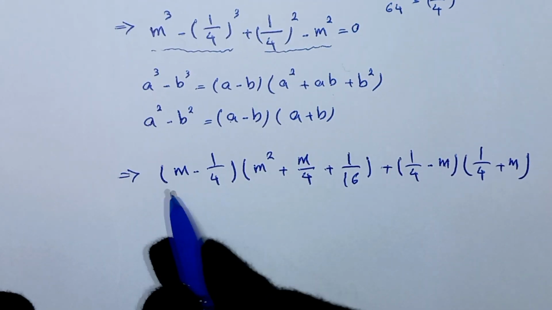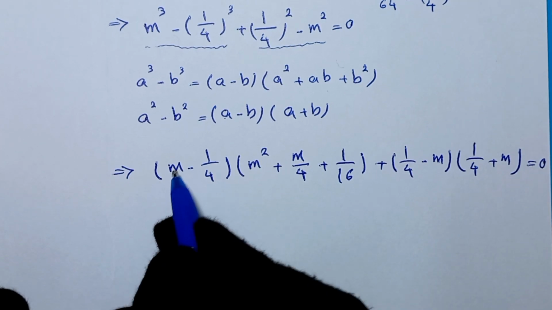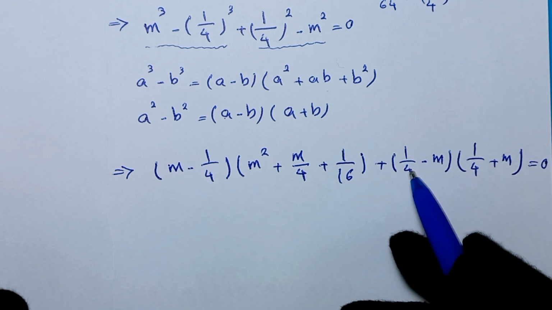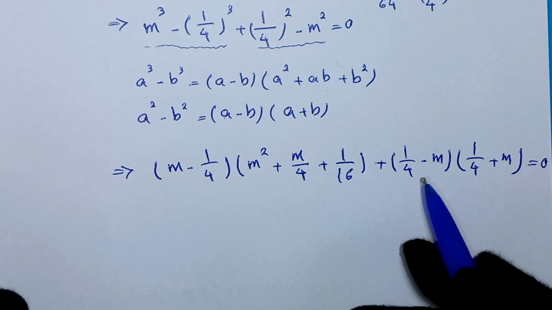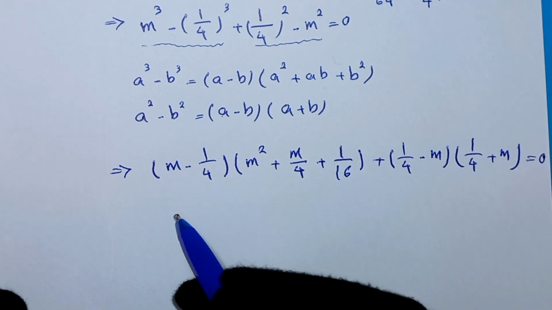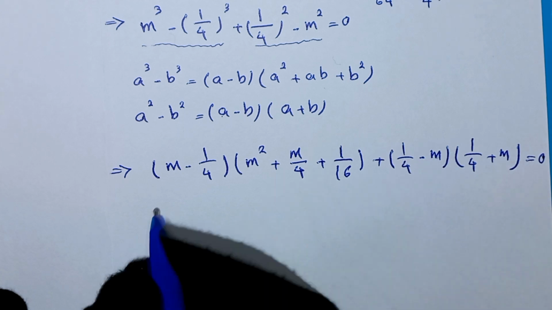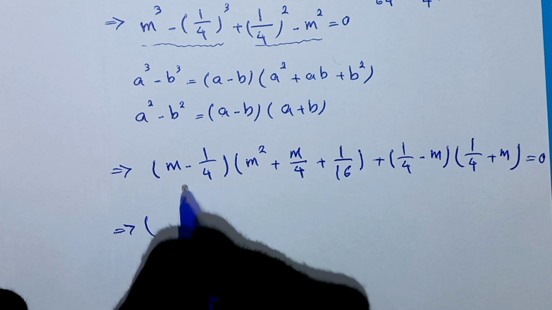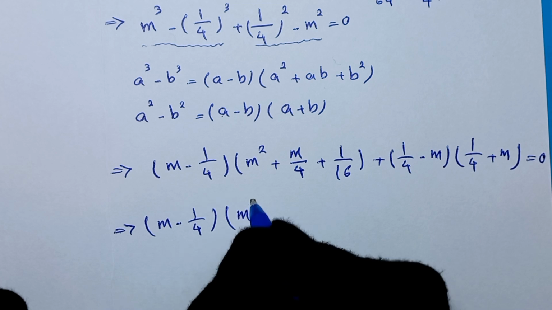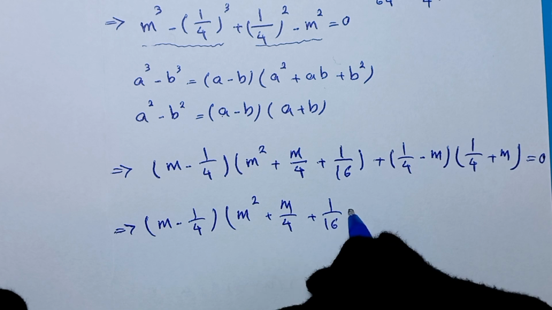And here we have m, and this is equal to 0. And here we have m minus 1 over 4, okay? But here we have 1 over 4 minus m. So we want to make this 1 over 4 minus m look like this, m minus 1 over 4, right? So here we can factor negative 1. So it will be, here we have m minus 1 over 4. We write this times m squared plus m over 4 plus 1 over 16.